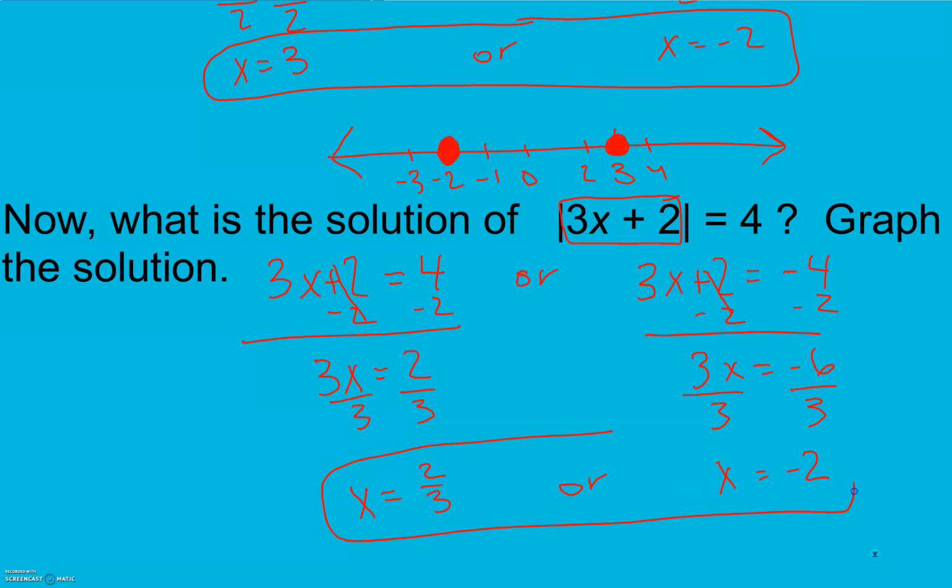So the options here that can make this equation true are if we had 2/3 or if we plugged in negative 2. Either way, we would get an absolute value of 4. Again, as far as the graph goes, I'm going to graph each point, fill in my circle, and we don't shade anywhere because it's only these 2 exact points that will work.